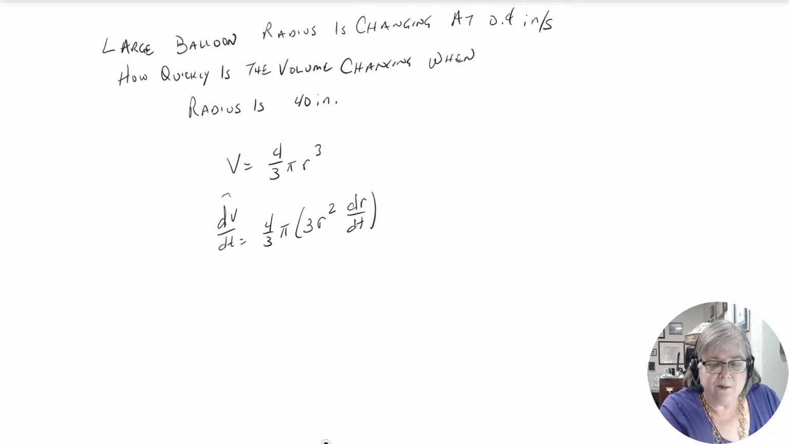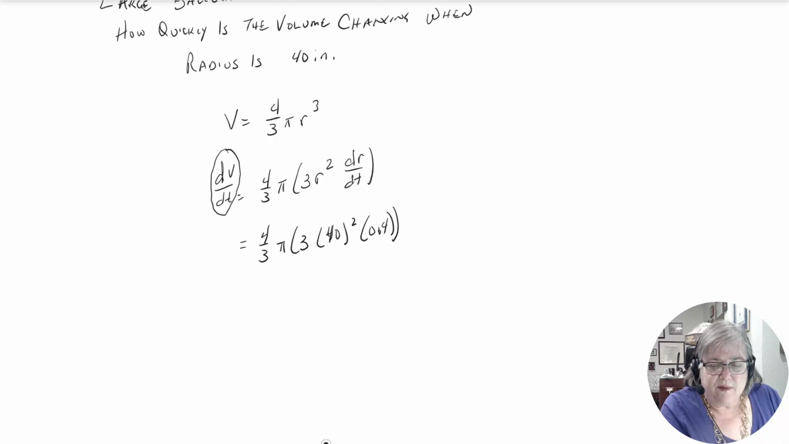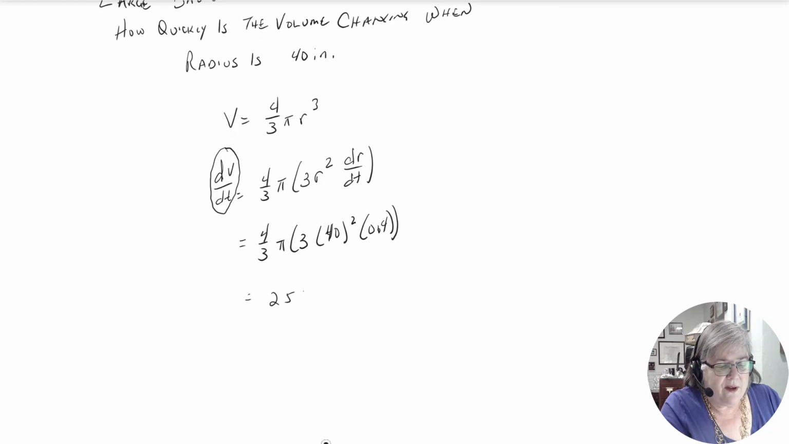So what is it that I'm being asked to find? How quickly is the volume changing? So it's asking me for this one, which means everybody else has to be accounted for. So you have 4/3 pi times 3. And r is the radius, which at this moment in time is 40 inches. And then dr dt is 0.4 because that's how quickly the radius is changing. And so when you get this all cleaned up, it's 2560 pi cubic inches per second. Be careful with your units. That seems like quite a lot.